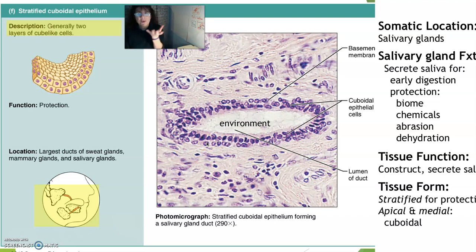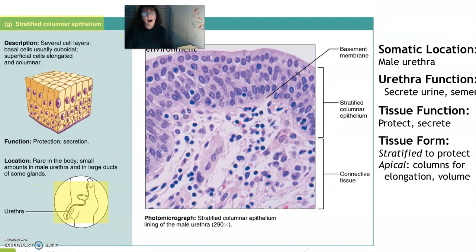So therefore you can think about function of the gland and function of this tissue that surrounds the duct. Here is the environment, the duct here that moves the saliva into your mouth. I hope that helps you with that stratified cuboidal epithelium.